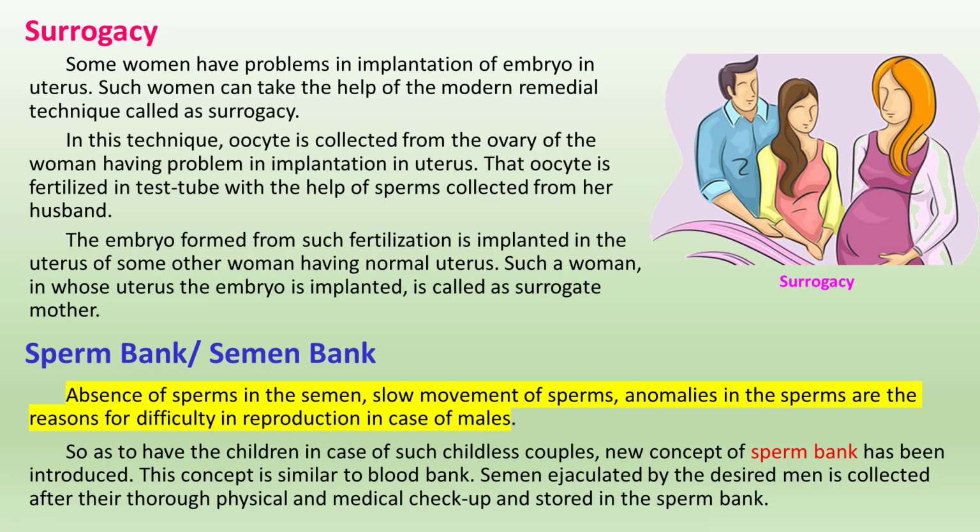The third one, sperm bank or semen bank. Absence of sperms in the semen, slow movement of the sperms, and anomalies in the sperms are the reasons for difficulty in reproduction in case of males. So as to have children in case of such childless couples, the new concept of the sperm bank has been introduced. This concept is similar to a blood bank. Semen ejaculated by the desired men is collected after their thorough physical and medical checkup and stored in the sperm bank.